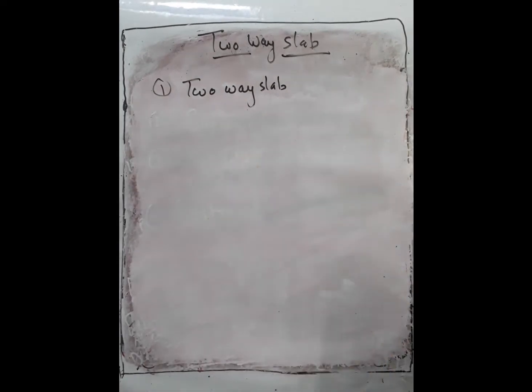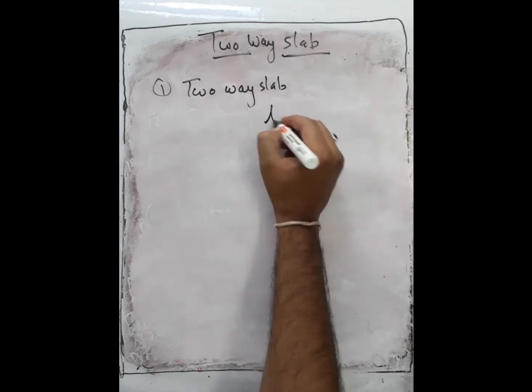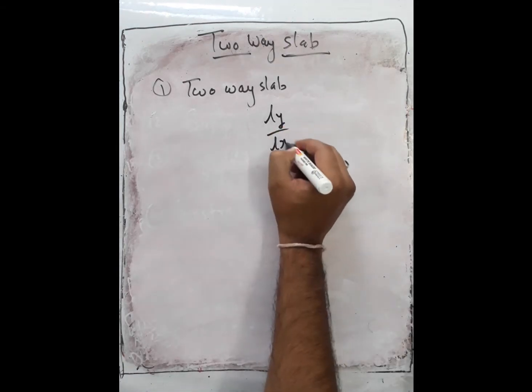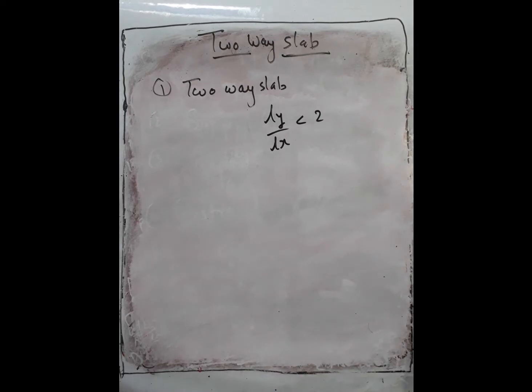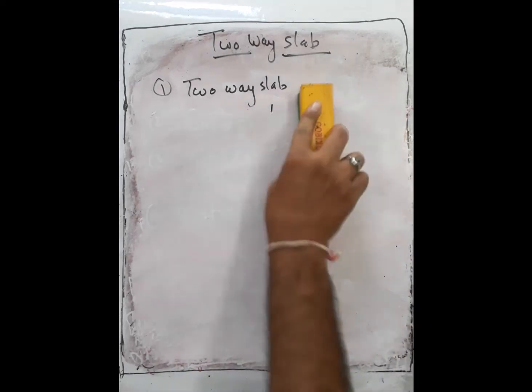So in two-way slab you already know, when we discussed in our previous lecture, we also discussed the aspect ratio Ly by Lx. If Ly by Lx is less than 2, then this slab is known as two-way slab. So same thing we have right here again.